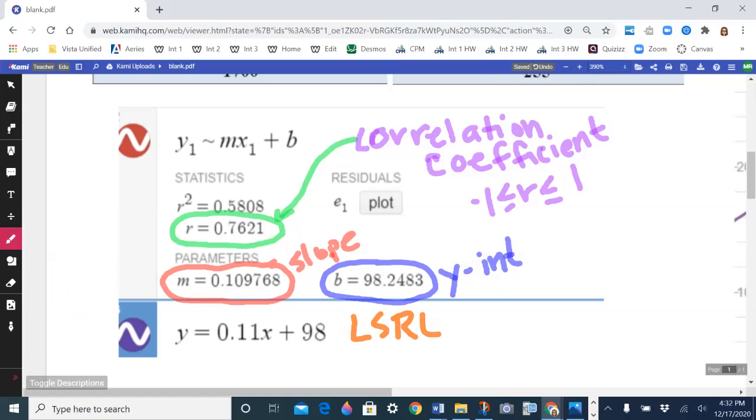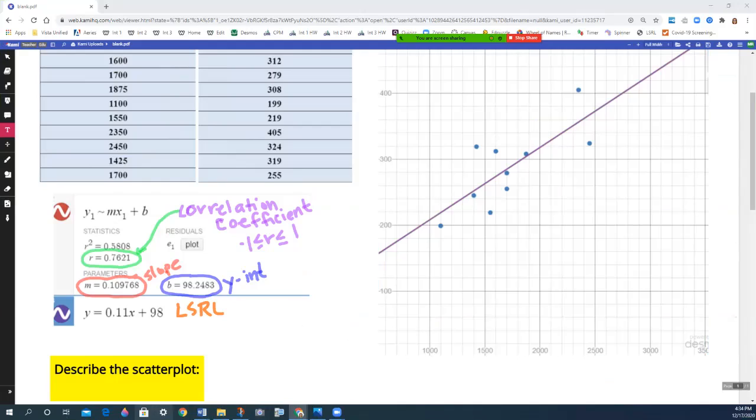So now we're going to answer some of the questions. We're going to describe the scatter plot, interpret the slope, interpret the y-intercept, and interpret the correlation coefficient. I'm also going to have us predict a point and then talk about the residual for that. When I describe the scatter plot, we're basically saying there is a strong or weak, positive or negative, linear or nonlinear relationship between whatever our x is representing and whatever our y is representing.